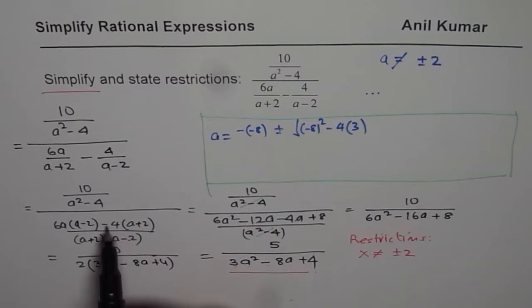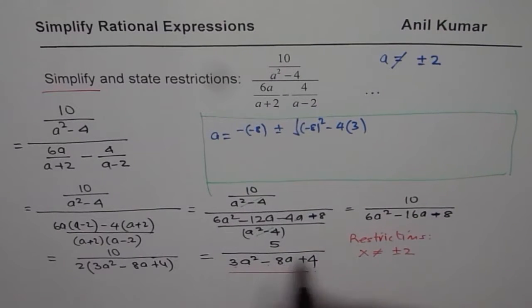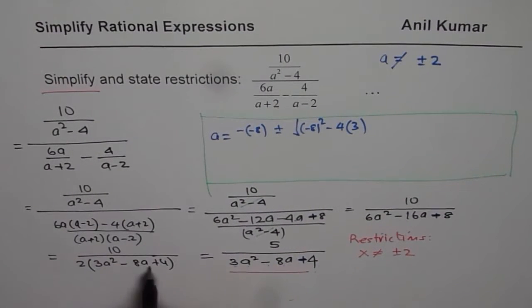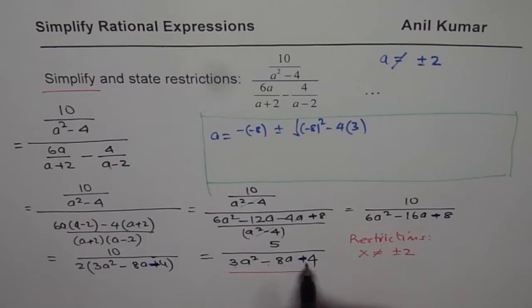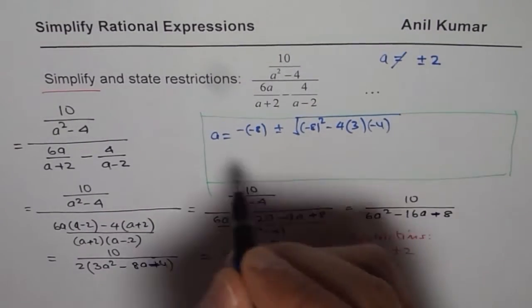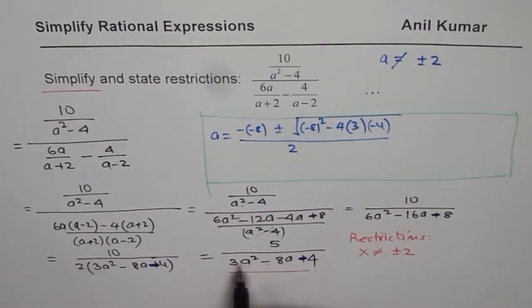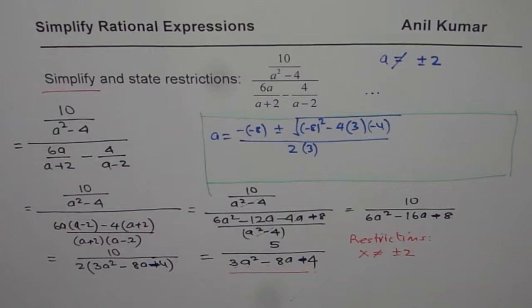When you multiply minus 4 by plus 2, you get minus 8, not plus 8. So let me just make this correction. When I take 2 common, it should be minus 4. So it is minus 4 times minus 4, square root, divided by 2 times a, which is 3. So we can get the values of a which are going to make the denominator 0. Those values are also part of the restriction, right? So let's use a calculator to find those values.